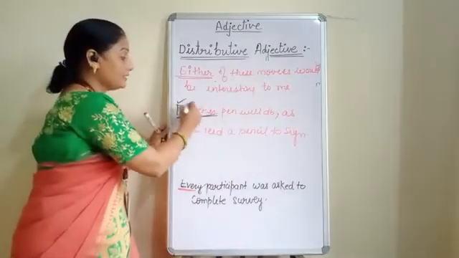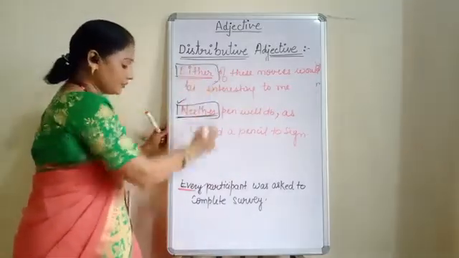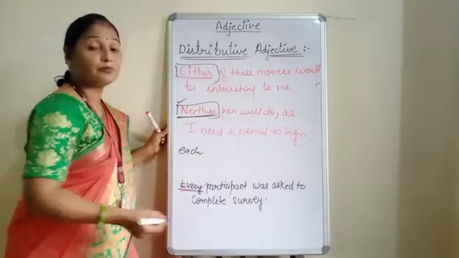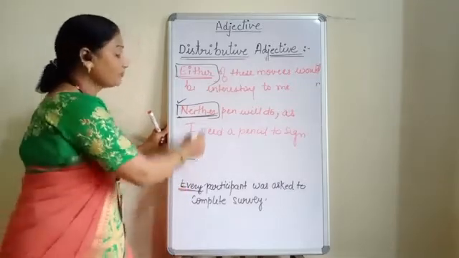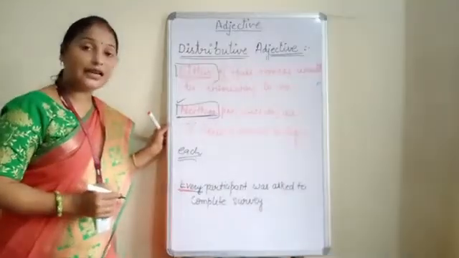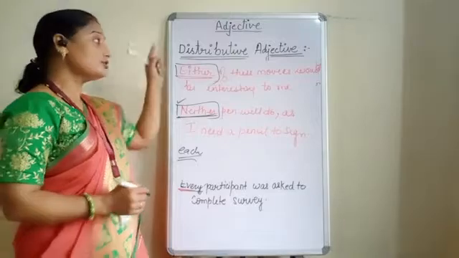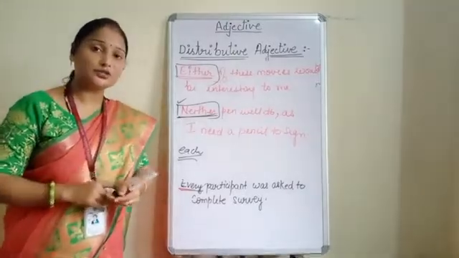Here again, the word neither, the word either, every, and I wrote each of the member. So, all these words are named distributive adjectives. Clear? So, this is all about the distributive adjective.